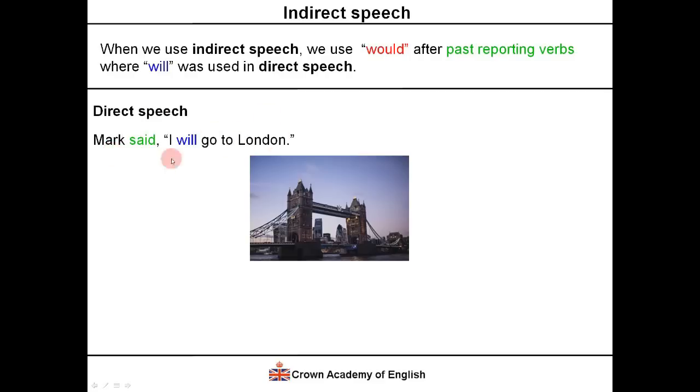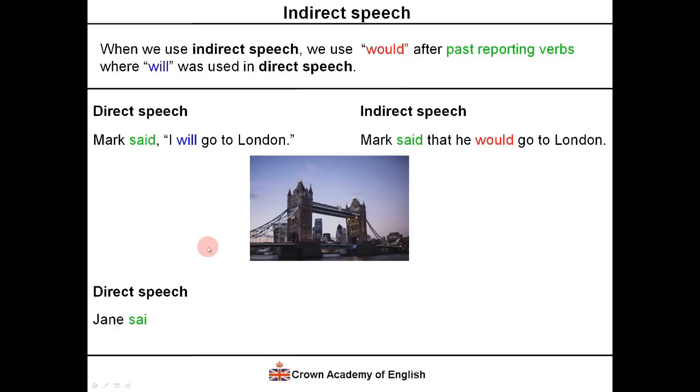If we want to convert this to indirect speech, here is the answer. So this in indirect speech is: Mark said that he would go to London. Okay, so again, this is almost like a future relative to the past. Because this is future, this is happening after he said it. Okay, the intention to go to London is after it.